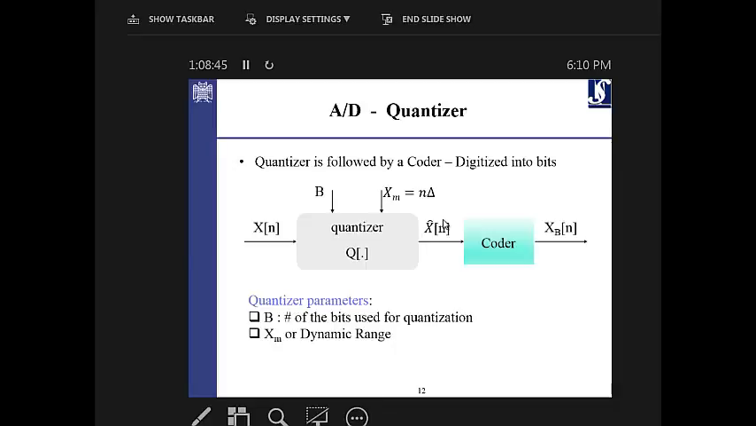So for every quantizer, we have parameters to set. One is the number of bits that you can assign to the quantizer: 8 bits, 16 bits, 24 bits. These are the standard numbers of bits for the standard chips. There are chips used as A to D converters, for example 8-bit, 16-bit, or 24-bit, or whatever.